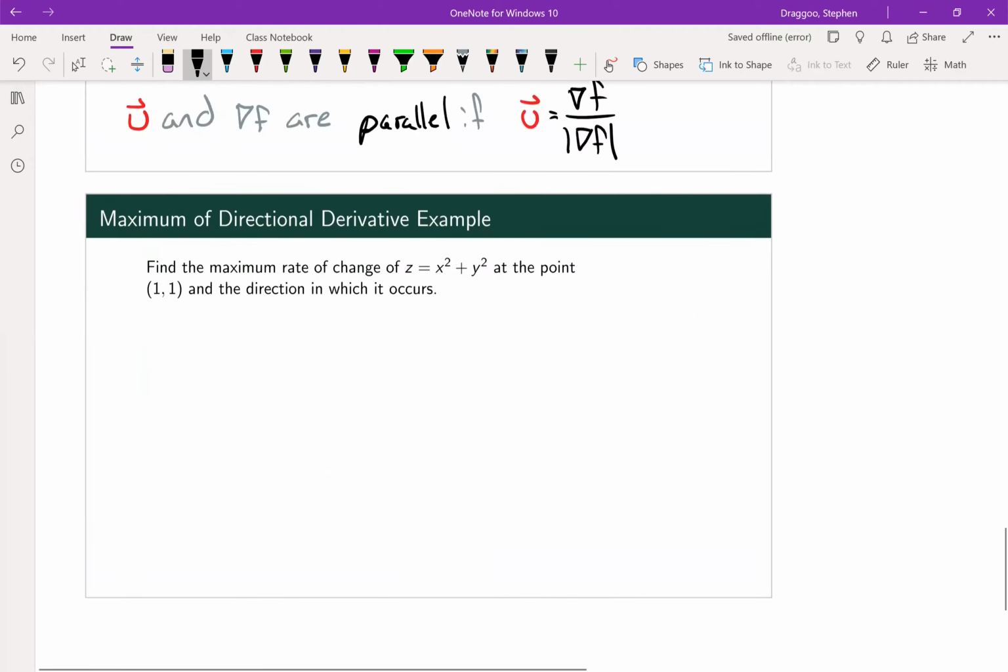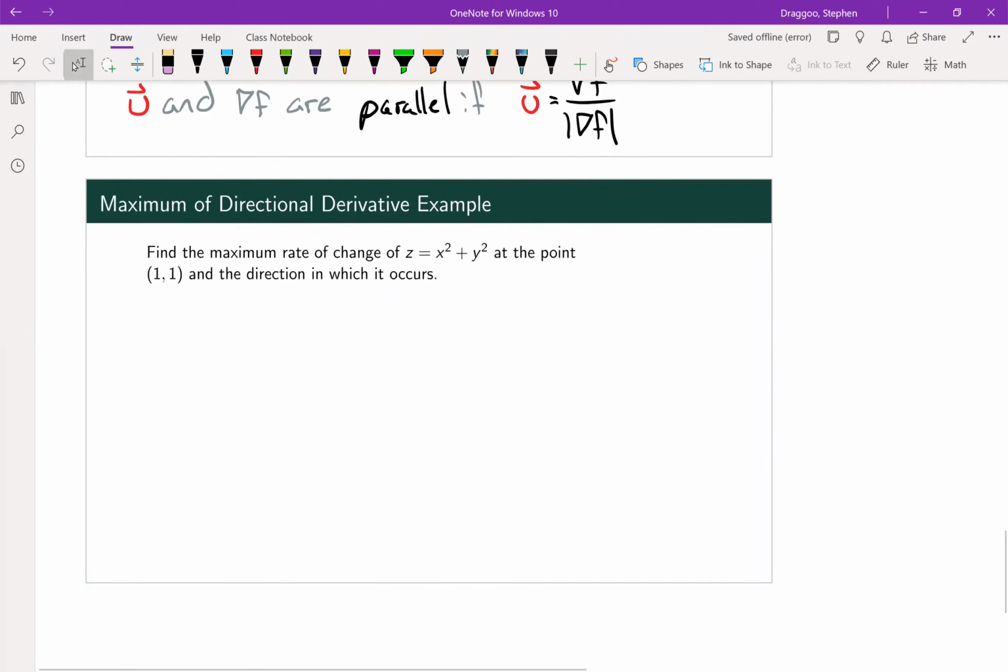So if we put that into an example, finding the maximum rate of change of that same function at the point (1, 1), and we want the direction that it occurs. Well, we already got our gradient in the previous function. So the gradient of f at (1, 1) should be the vector (2, 2). So this should be our direction.